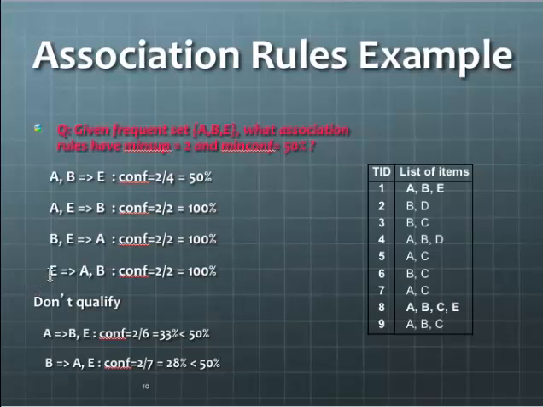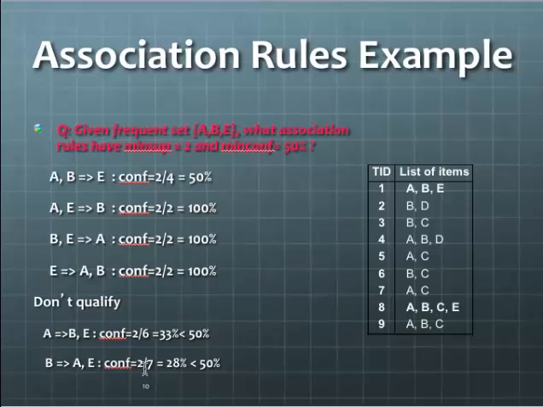And then for the rule from E to A and B, we just need to calculate how many times item E exists in this data set. It also exists twice, in transaction 1 and transaction 8. So the confidence of this rule is equal to 100.